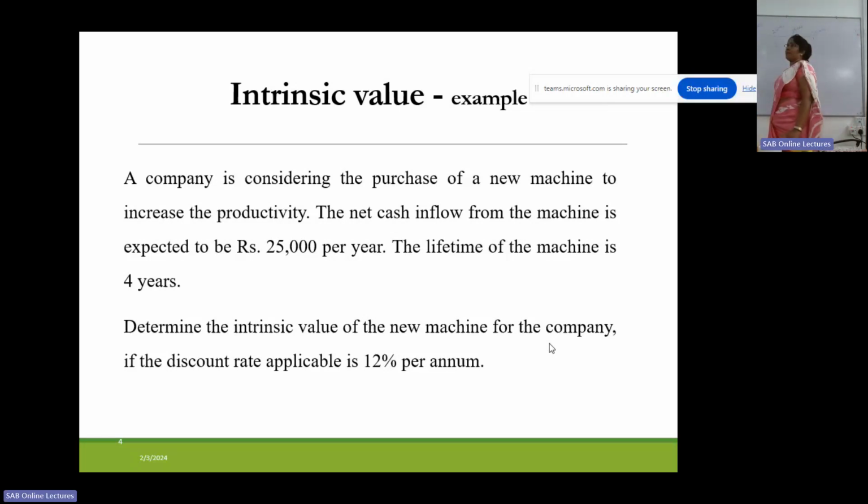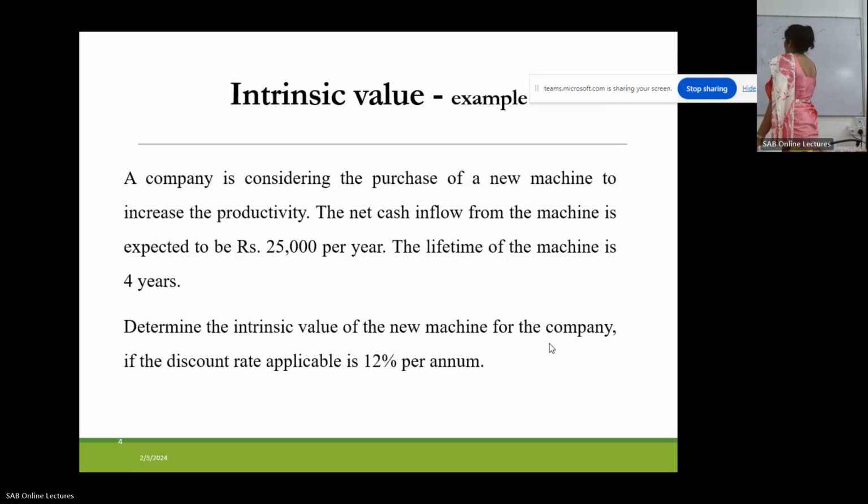If the company cost of capital, or the appropriate discount rate, and company cost of capital again means the investor's minimum required rate of return, which you will learn in the cost of capital lesson, is 12%, what is the intrinsic value of this machine? What do you have to apply? Present value of annuity. This is an annuity. So apply the present value of annuity formula and calculate the intrinsic value.